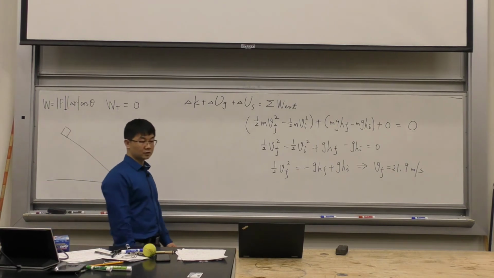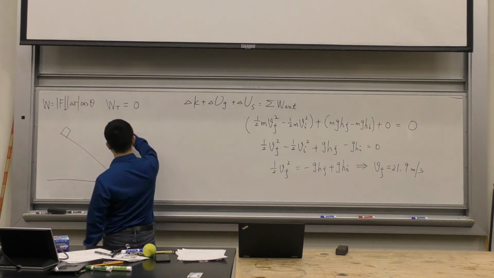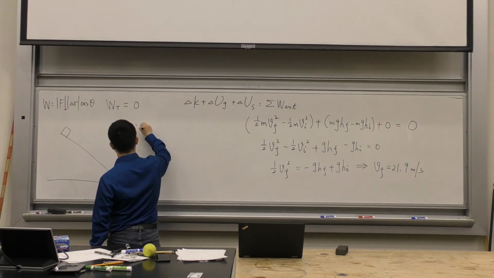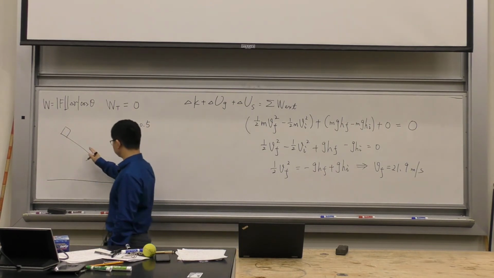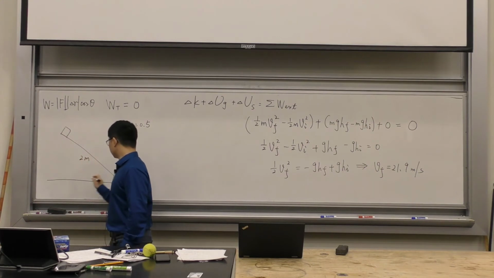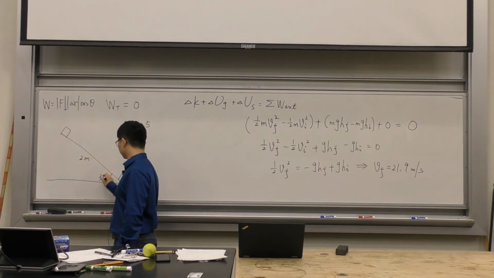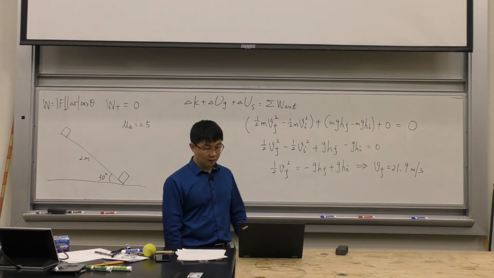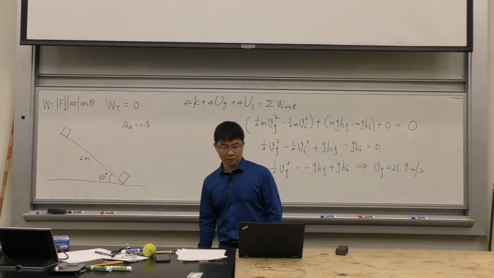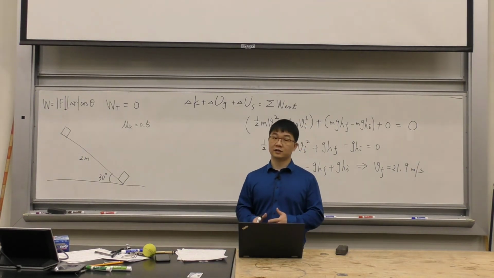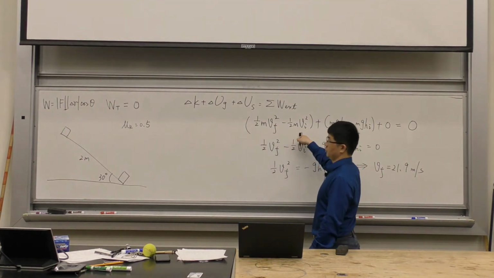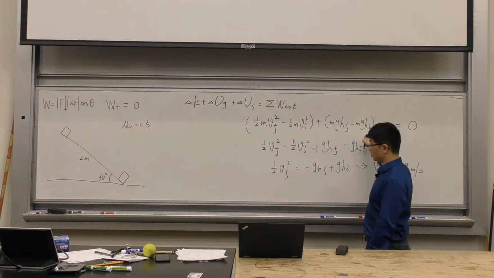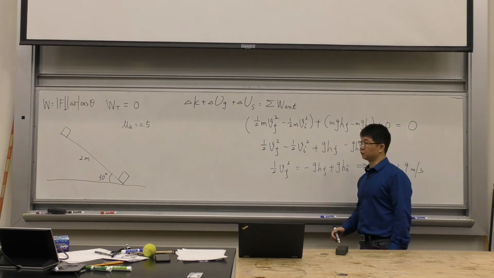What do we know? We know this mu k from the problem. Mu k is 0.5. We know the ramp has a length of 2 meters. This is 30 degrees, and we want to find the speed of the crate at the bottom. So let's set up conservation of energy again. If I set up conservation of energy, no change, no change, no change, because there's no spring in this problem.